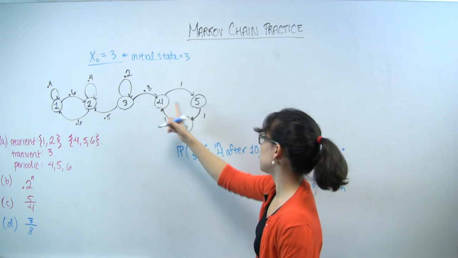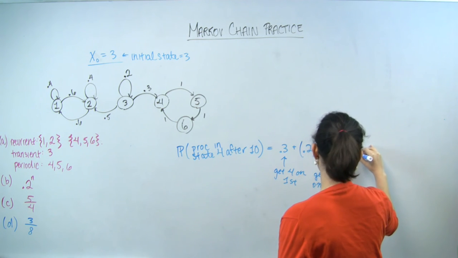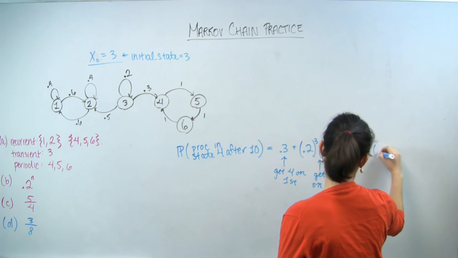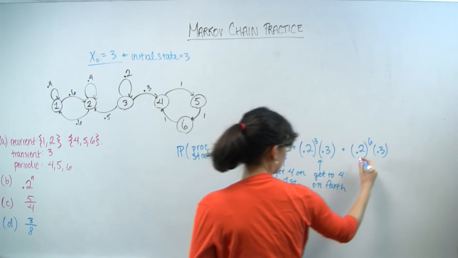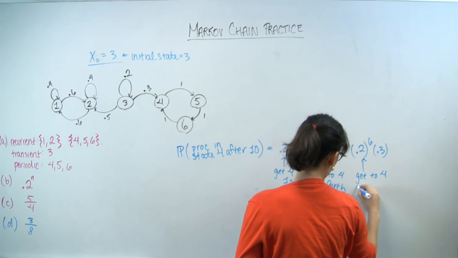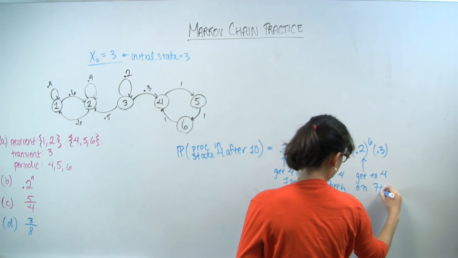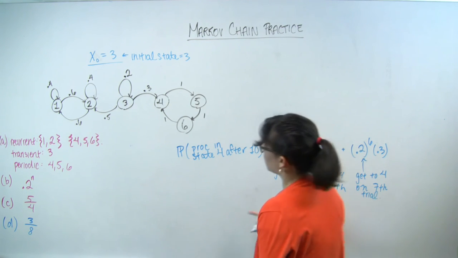Then you're here on 7, you go 8, 9, 10. So that works. So that was the 7th trial. So you have 0.2 to the 6 times 0.3. And then, so this is get to 4 on 7th. And we'll do one more for fun.